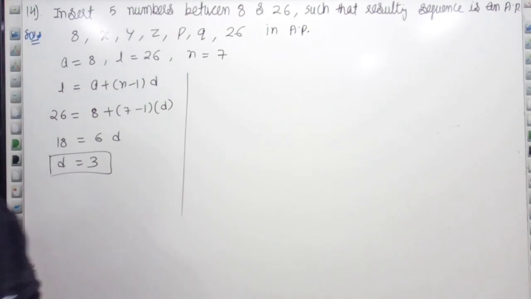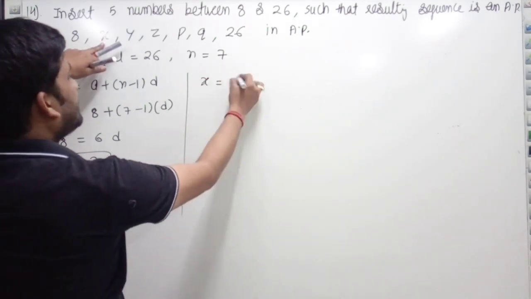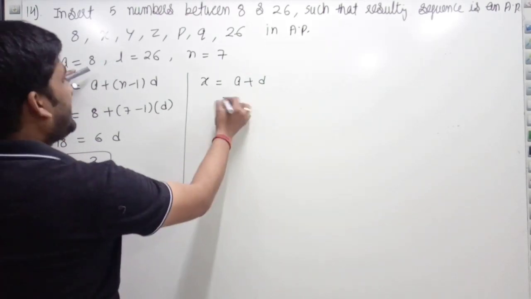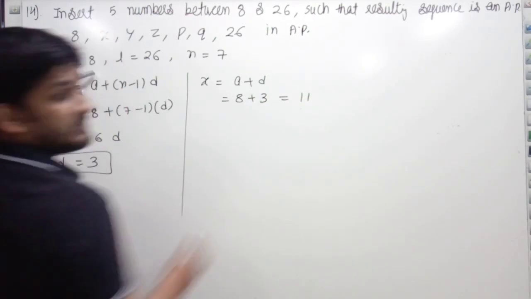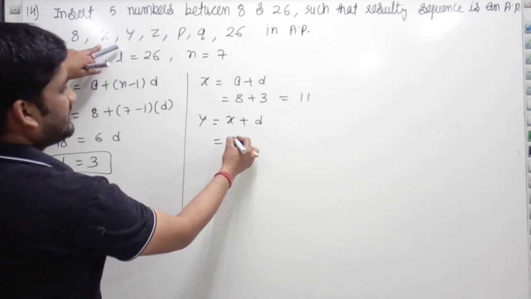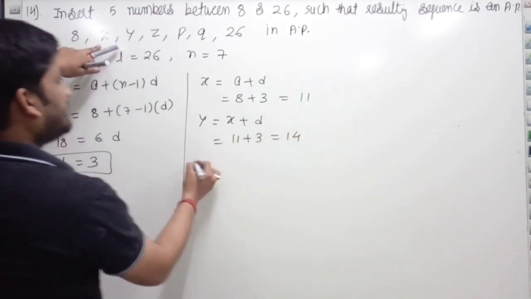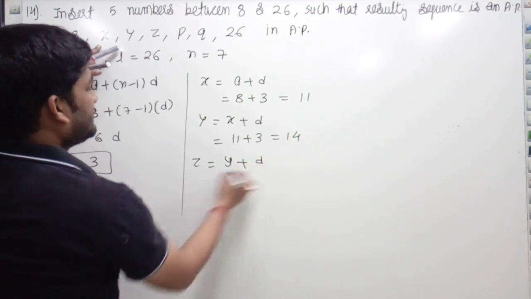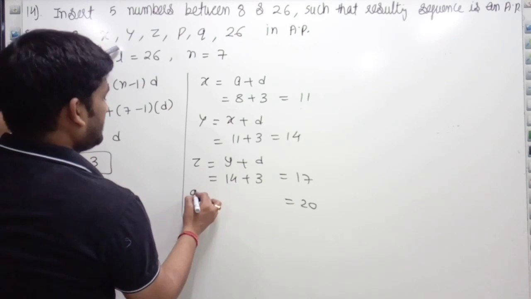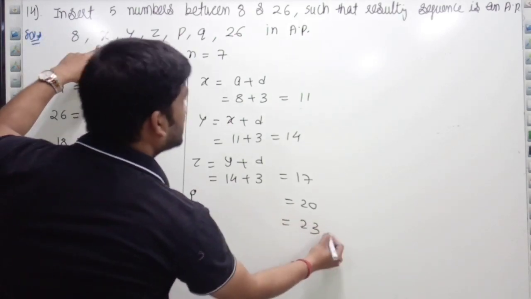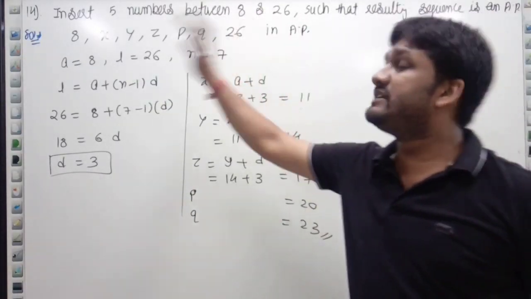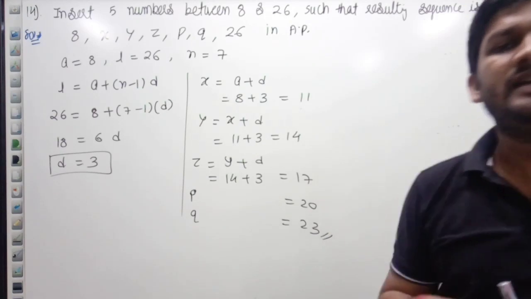Now if d is 3, so x will be what? A plus d, first term plus d. X is the second term, na? A is what? 8, d is what? 3. Then second term is 11. Third term is second term plus d, means 11 plus 3, that is 14. Z, y plus d, 14 plus 3, 17. Likewise 20, p will be 20 and q will be 23. So these are the 5 numbers. When we insert between these two numbers, the resulting will be in AP.